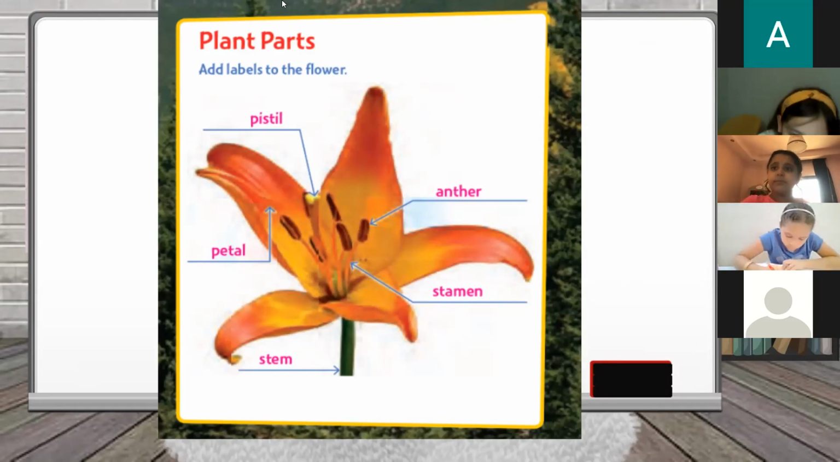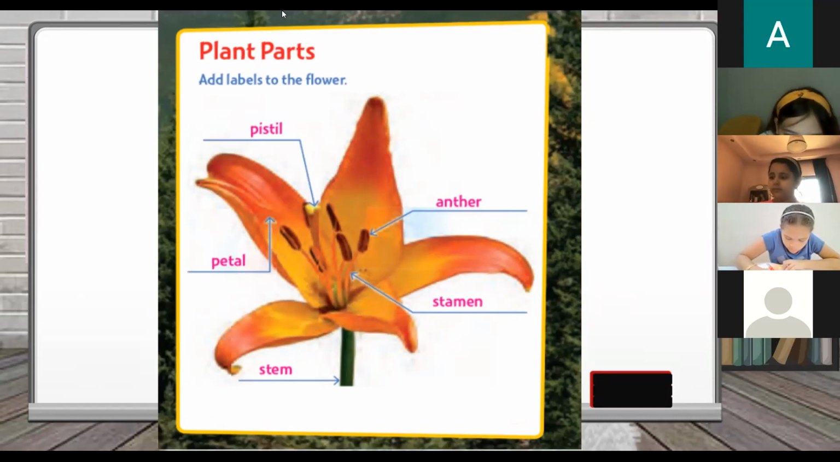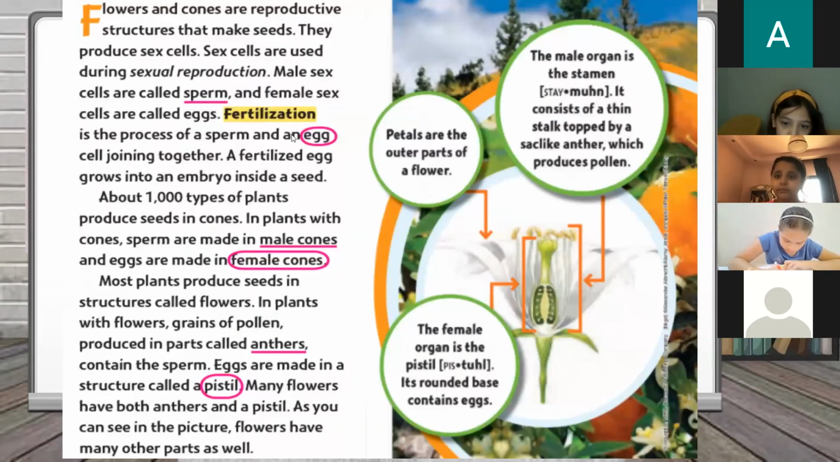Now, who can tell me what are the female part and the male part? The male parts are anther and stamen, and the female parts are pistil. Excellent, excellent. The pistil. Very good.